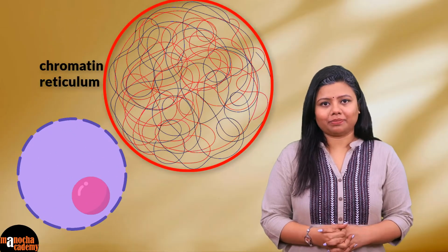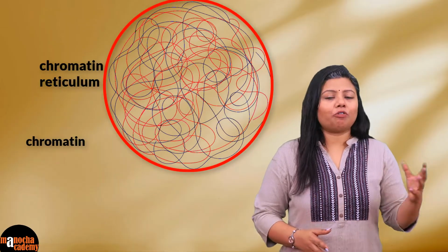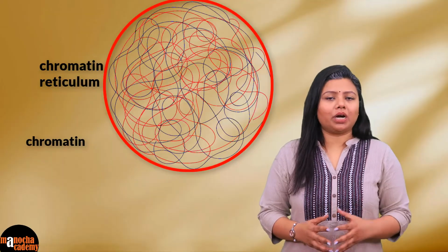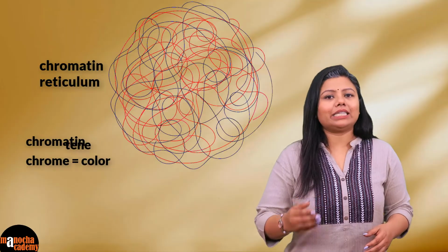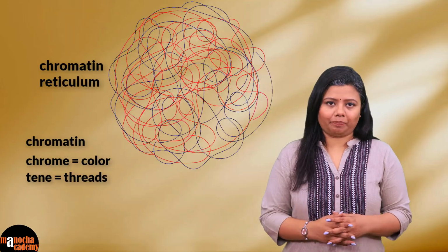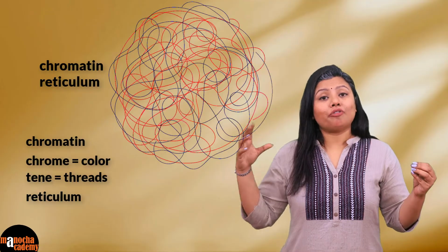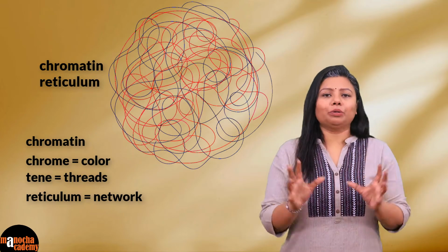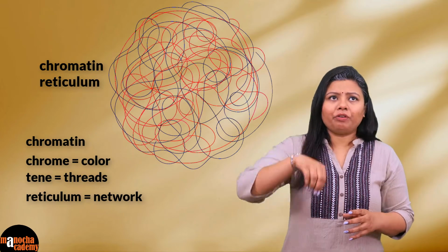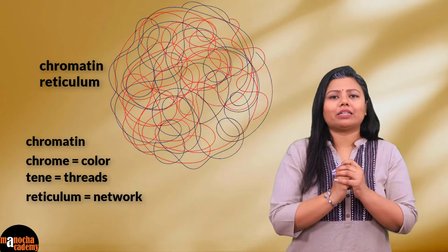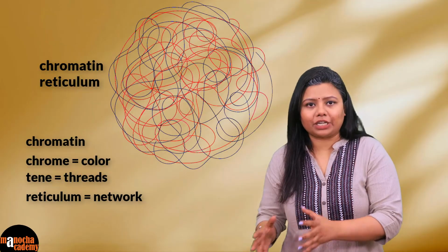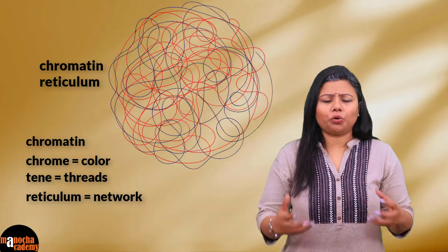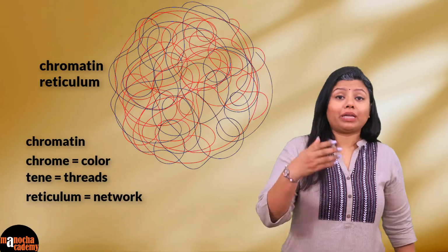The last and the most important component of a true nucleus is its chromatin reticulum. Now let's break down this term. Chromatin comes from two words, chroma meaning color and tin meaning threads. So these are basically a reticulum, that is, a network of colored threads. Inside the nucleus, when the nucleus is not dividing, we find a network of colored threads which is called chromatin reticulum.